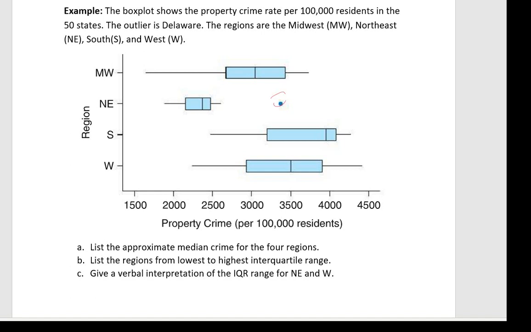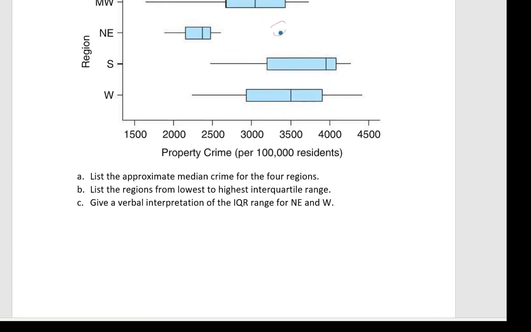Now, the last example is the box plot below shows the property crime rate per 100,000 residents in 50 states. The outlier is Delaware. The regions are the Midwest, the Northeast, the South, and the West. So first we want to list the approximate median crime for the 4 regions. The median is going to be that line in the center of the box plot. So we're just going to kind of eyeball this. As long as we're close, it's fine.